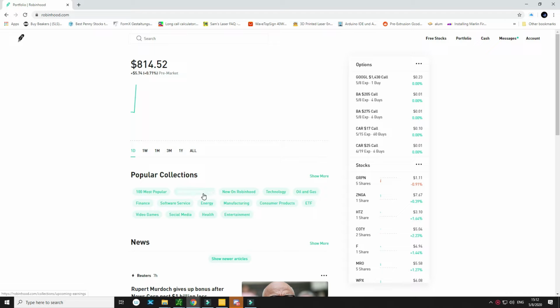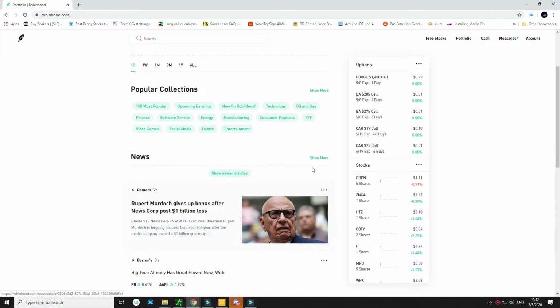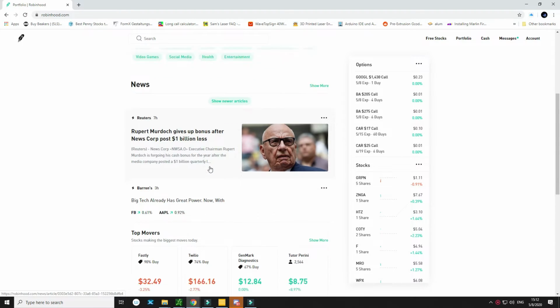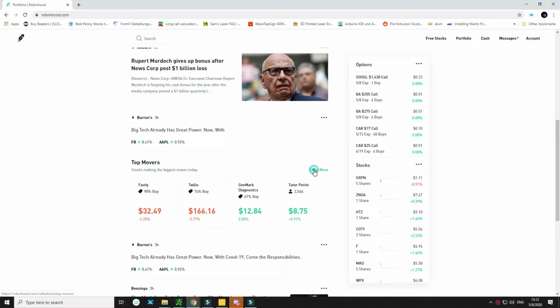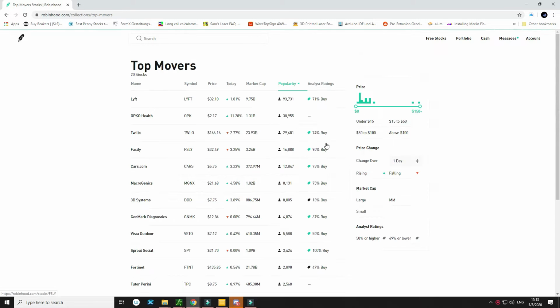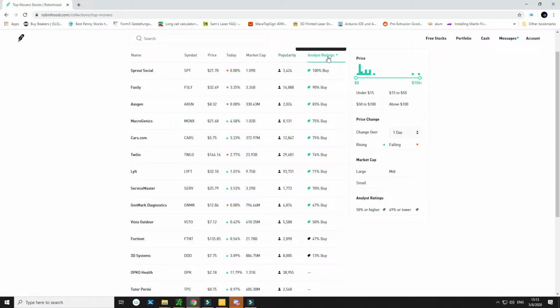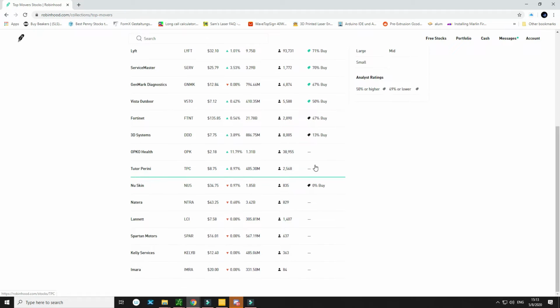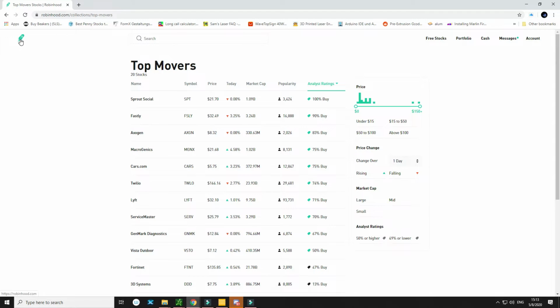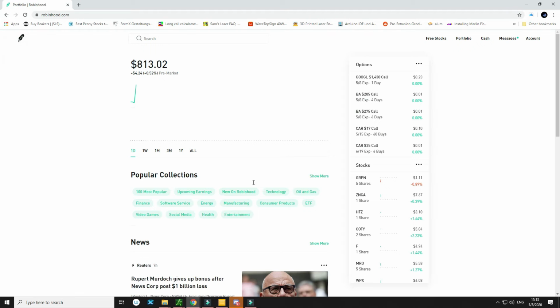Robinhood likes to show what's happening: 100 most popular, upcoming events, earnings. It also gives out what's going on with the news, top movers right now. You click show more and it will show everything that's moving. You can also click these individually. Let's click analyst ratings. A lot of these will say 100% buy, 100% buy, and it dips after that. We're going to click this again to bring back to the main page.